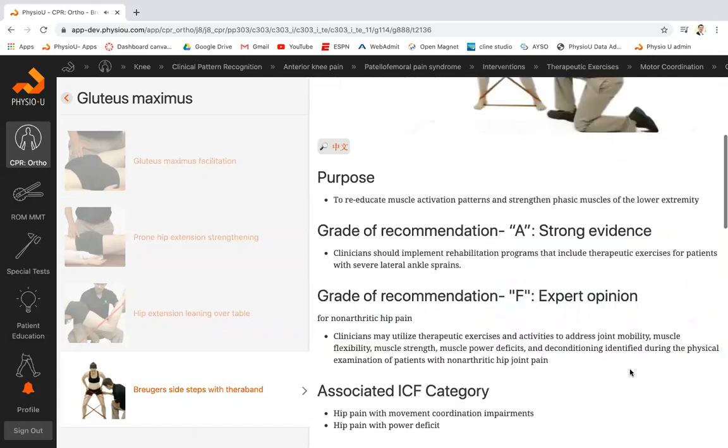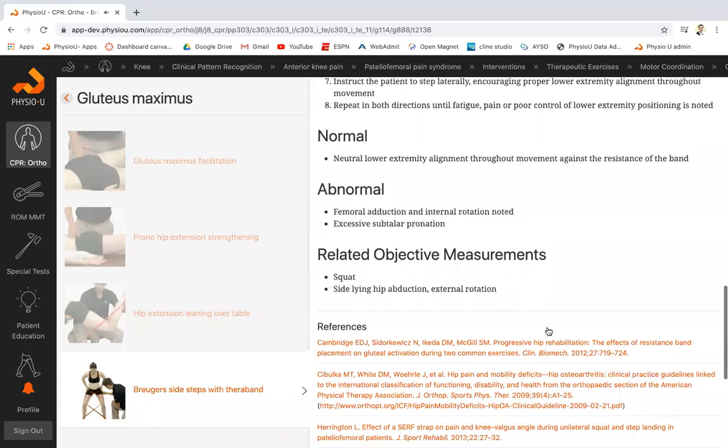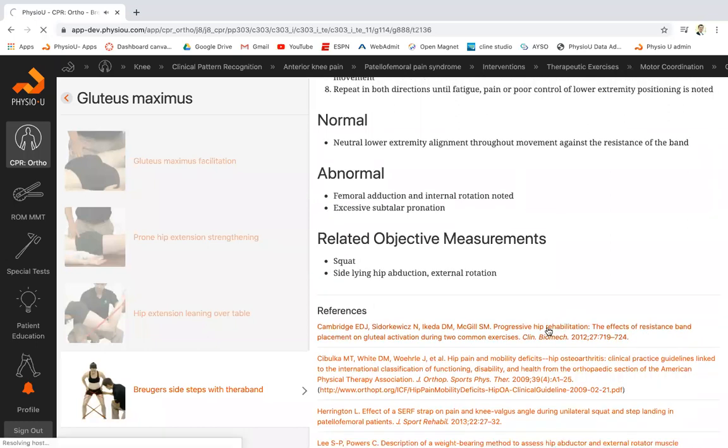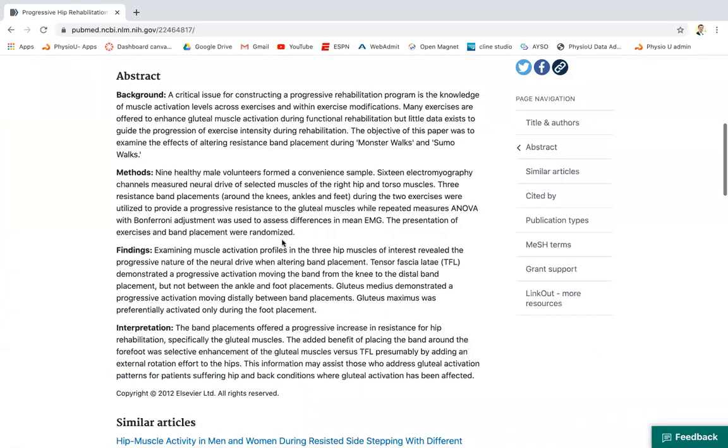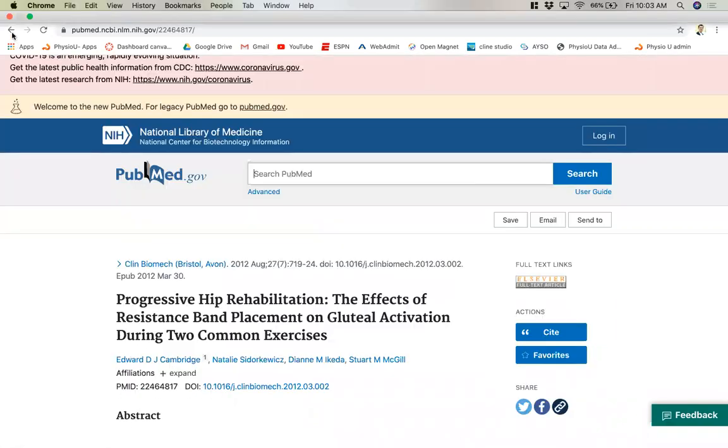Right. And the nice thing is with a lot of these, there's good evidence about using bands and hanging bands. If we click on it, it'll take you to the article where a lot of these exercises are found. Let me go back a page.